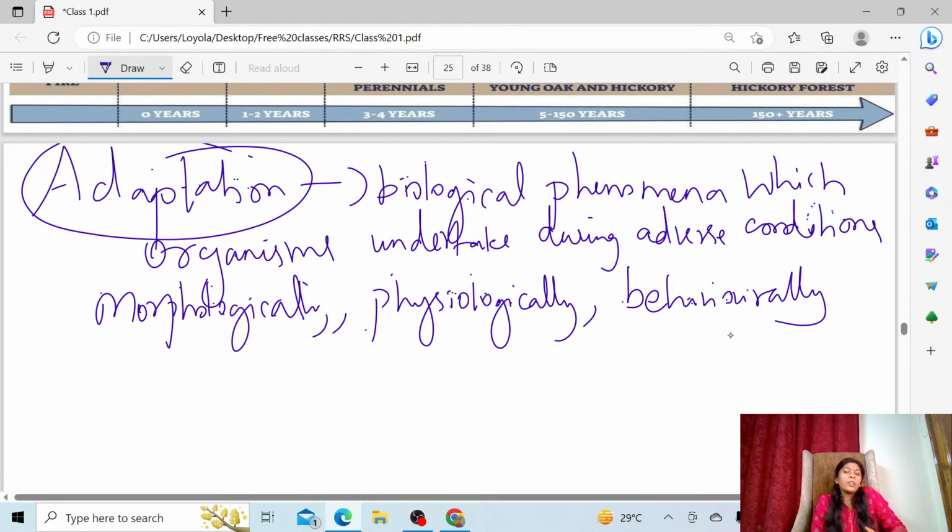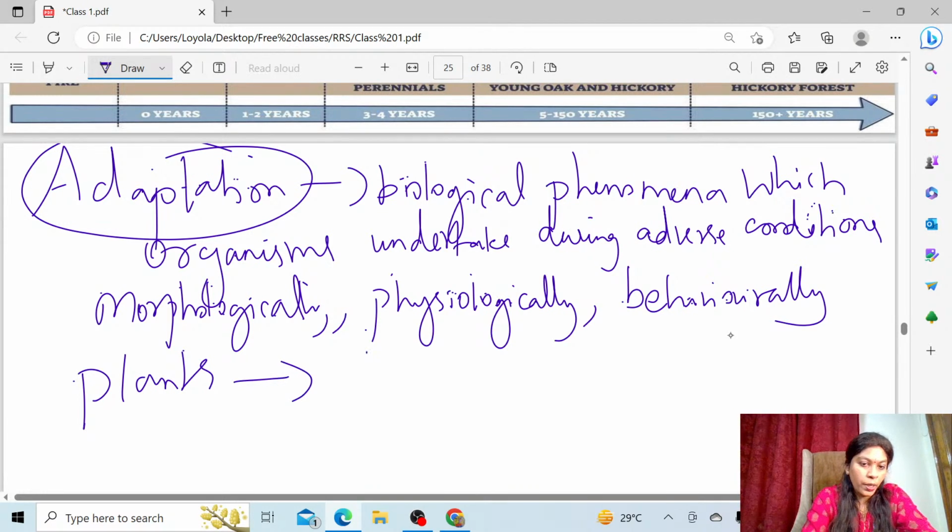In the past 7 to 8 years, you can find a lot of questions on adaptations. I'm not going to discuss every adaptation mechanism. I'm going to talk about plant adaptation. In plant adaptation, I'm first going to discuss the halophytes. A very important topic.